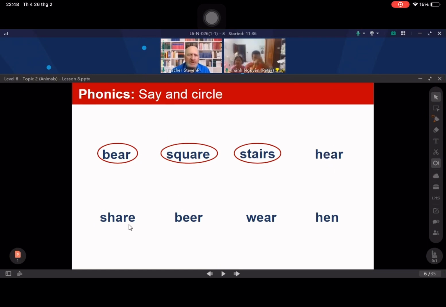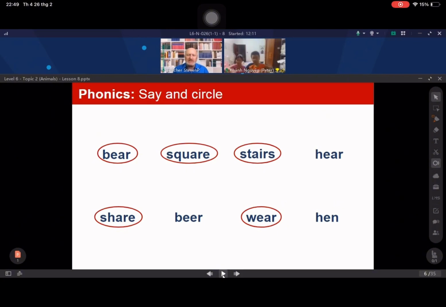No. Good. Okay, Peter, share. Yes. Mia, beer. No. Peter, where? Does this make the air sound? Yes, that's right. And Mia, hen? Yes or no? No. That's right. Good job, everyone. So bear, square, stairs, share, where. They all make the air sound. Very nice. Okay, well done, everybody.